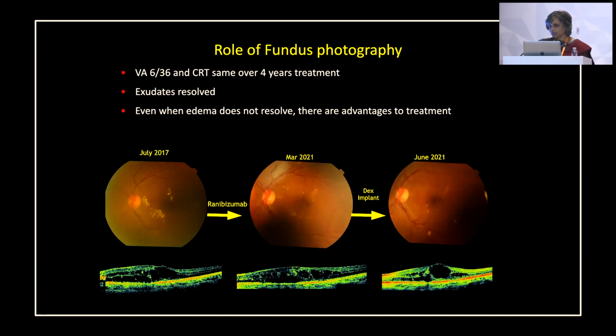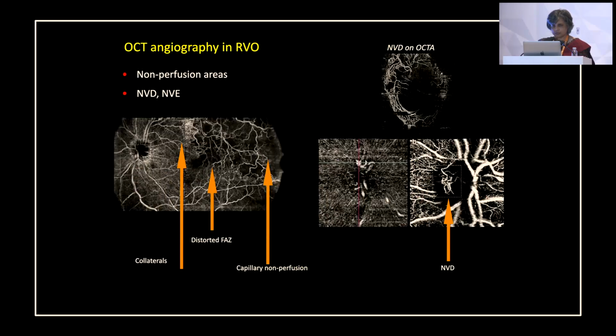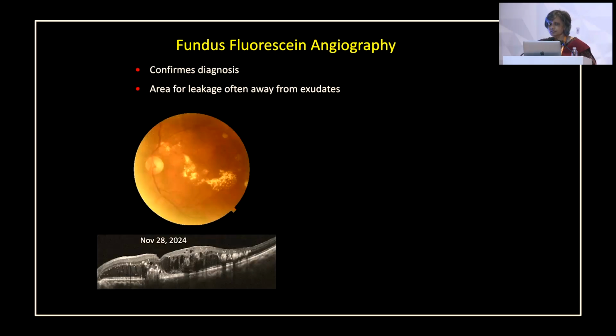And photography, if you see over 5 years of treatment, the edema looks the same. So if you were following only with OCT, there is no treatment benefit. But if you see the photographs, the hard exudates have gone. So there is a benefit to photography. Angiography shows ischemia, new vessels, collaterals. Fluorescein still holds a place.